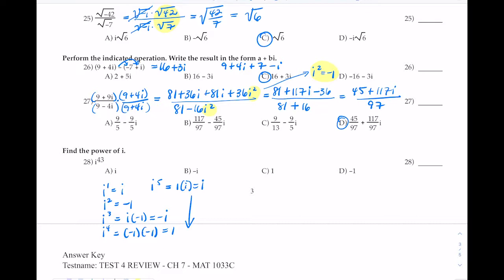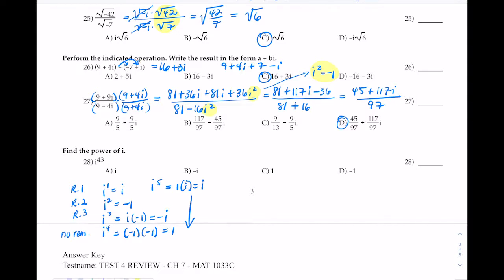The powers represent your remainders. So when you have a remainder of 1, your answer is going to be i. When you have a remainder of 2, your answer is going to be negative 1. Remainder of 3, it's going to be a negative i. And then no remainder would be a 1.